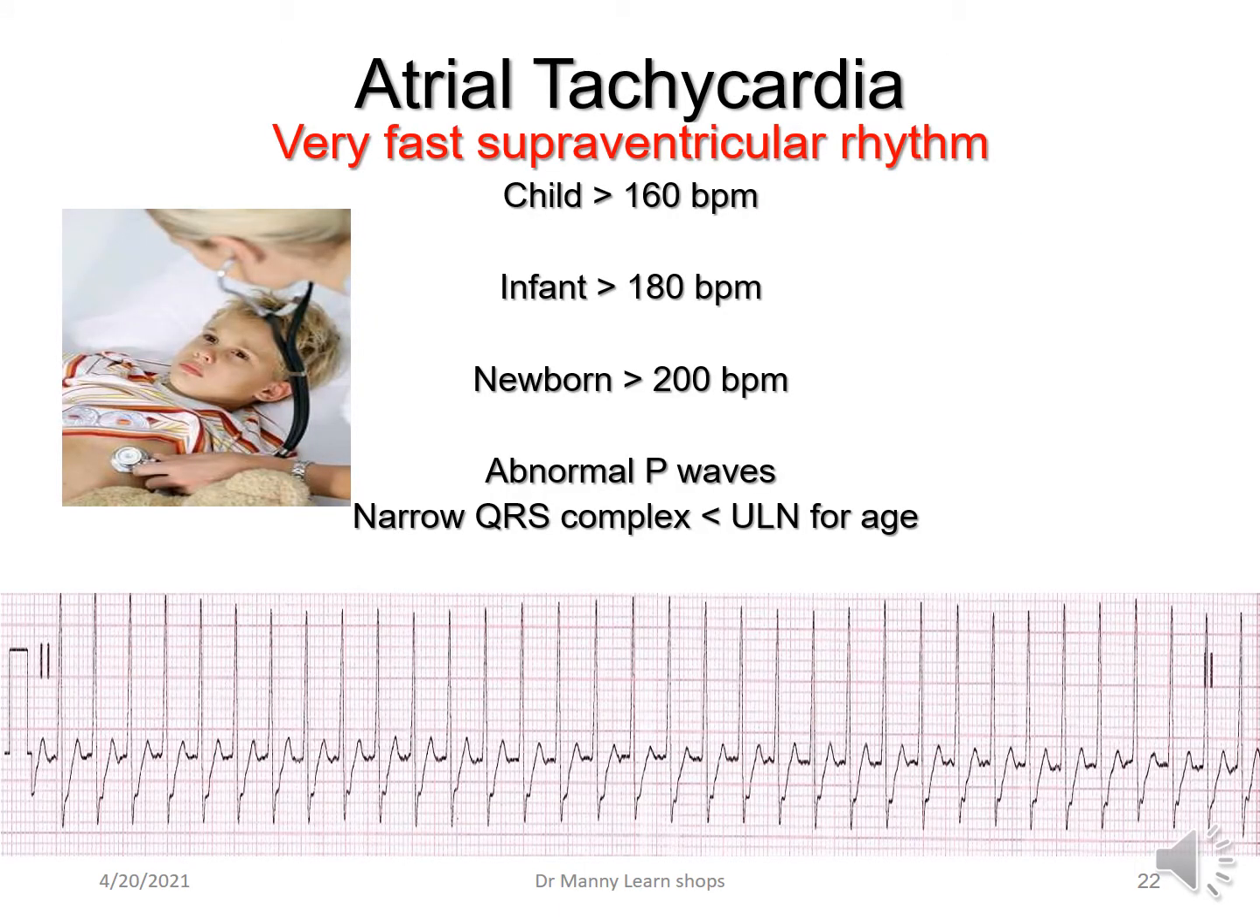You've got atrial tachycardia. Atrial tachycardia is a very fast supraventricular rhythm. As we mentioned previously when we looked at the age criteria, in the older child, greater than 160 beats per minute. The infant, greater than 180 beats per minute. In the newborn, greater than 200 beats per minute. It has abnormal P waves and a narrow complex QRS for the upper limit of their normal age. But it's related to their history and their physical assessment as well, which is very important.